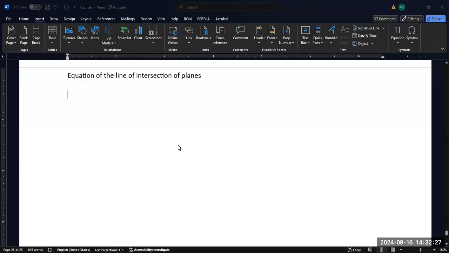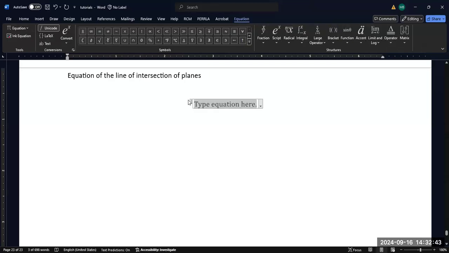All right, so in this video, we're going to be looking at finding the parametric equation and the symmetric equation for the line of intersection of two planes. So let's start with our planes. One plane is going to be 3x minus 2y plus z equals 1. And our second plane is going to be 2x plus y minus 3z is equal to 3.